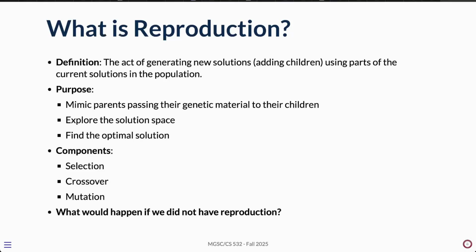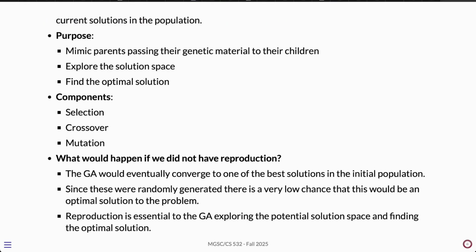But I want you to take a second and think about what might happen if we didn't have reproduction. Without reproduction, our algorithm would be limited to the solutions in that initial population. And since those were randomly generated, the probability of finding an optimal solution would be extremely low. Now, the algorithm would eventually converge to the best of these initial solutions, but this would almost certainly be far from the optimal solution. So, again, reproduction is essential to genetic algorithms because it allows us to explore the potential solution space and find that optimal solution.